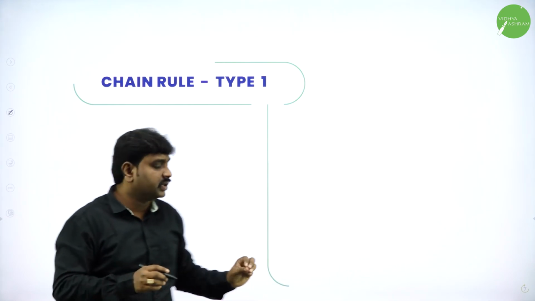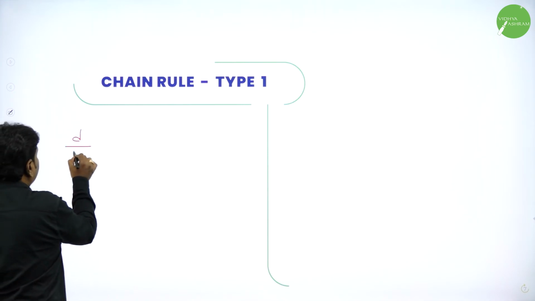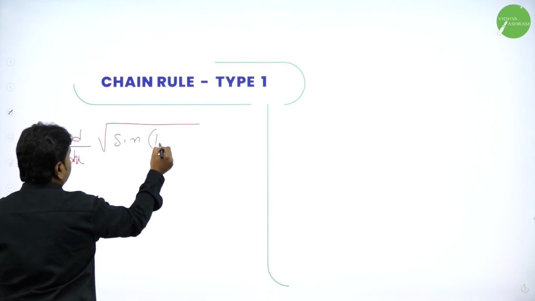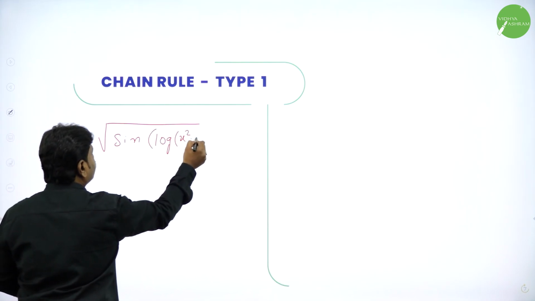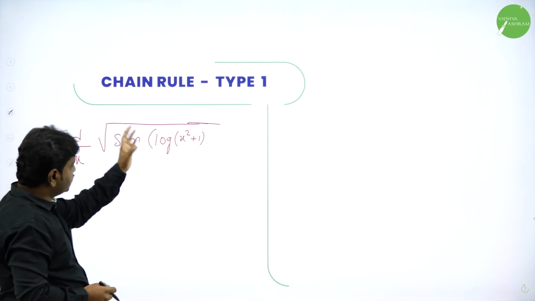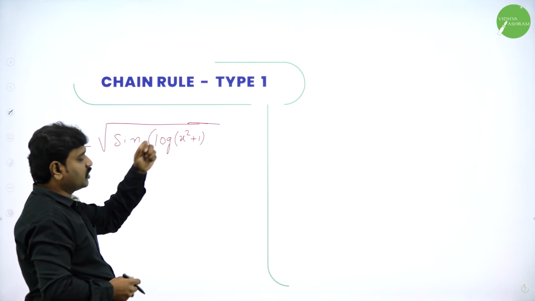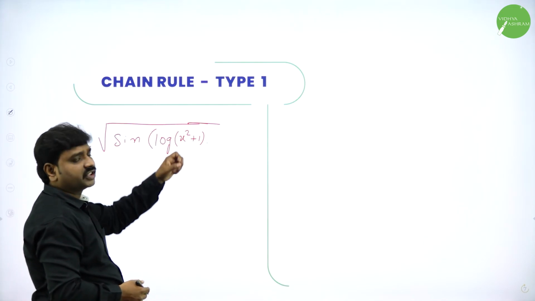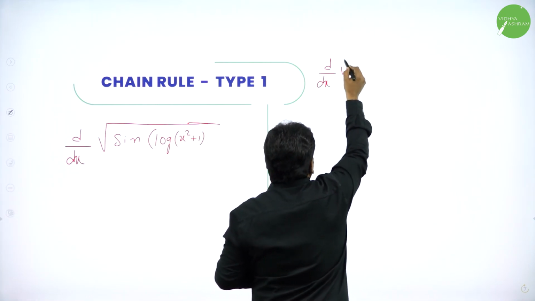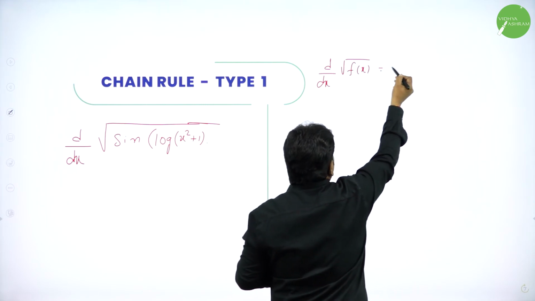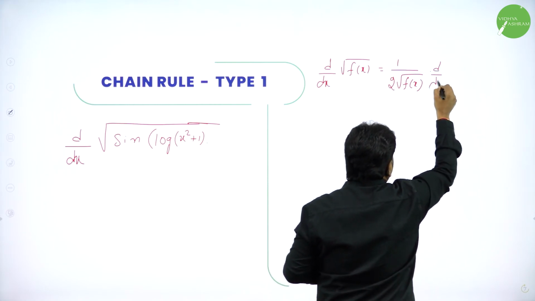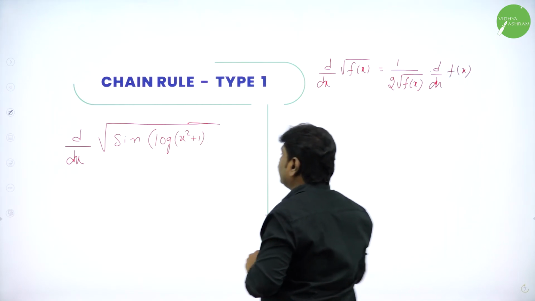For example, you'll get a situation where you have to find d by dx of root of sin of log of x square plus 1. My dear students, if you observe, inside root I have sin, inside sin I have log, inside log I have x square plus 1. Function of function. Again use the chain rule. First it is in the form of root f of x. What is the derivative of root f of x? You know, it is 1 by 2 root f of x into d by dx of the internal function called f of x. So now it is in the form root f of x.